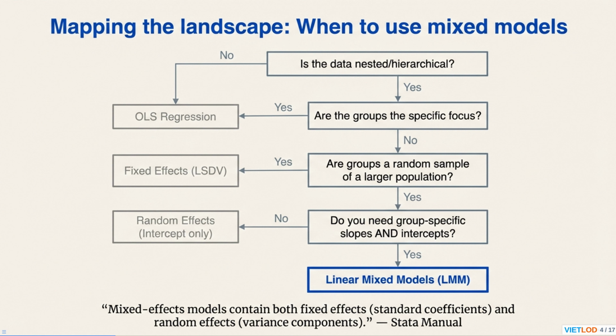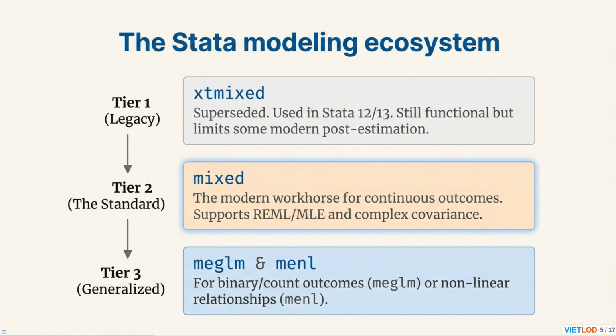Now, if the groups in your nested data are actually a random sample drawn from a larger population, you then consider whether you need to model both group-specific slopes and intercepts. If you only need varying intercepts, a random effects model, intercept only, might suffice. But if the answer is yes, you need to account for heterogeneity in both the starting points and the effects of predictors across groups. Then linear mixed models, or LMMs, are the most powerful and flexible approach. This allows for a much richer understanding of your data, moving beyond simple averages to capture nuanced group-level variations.